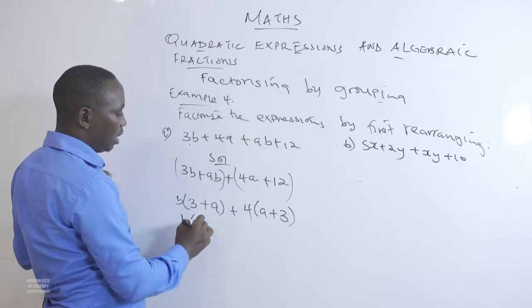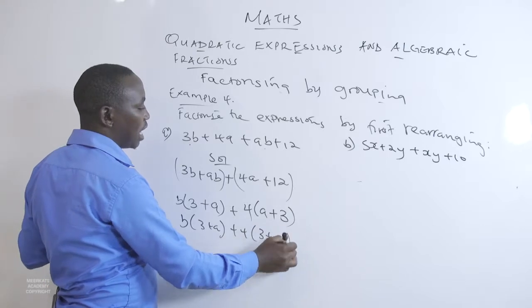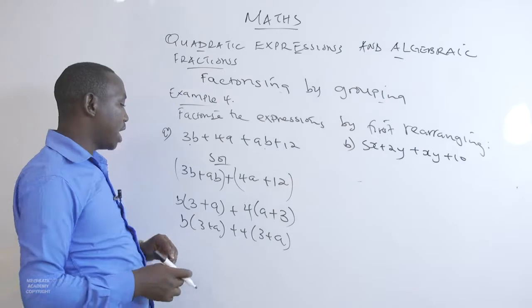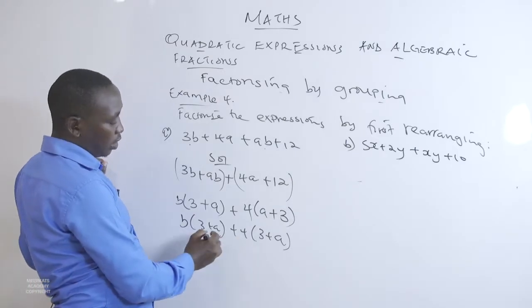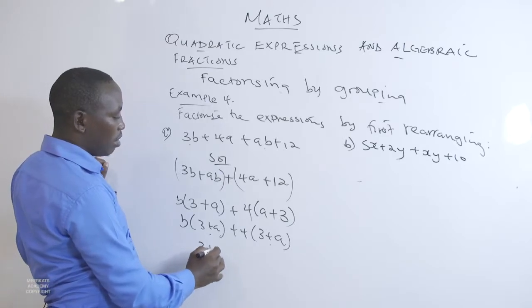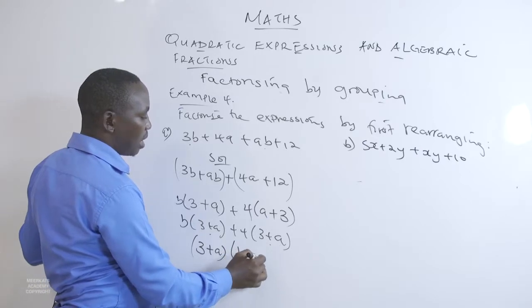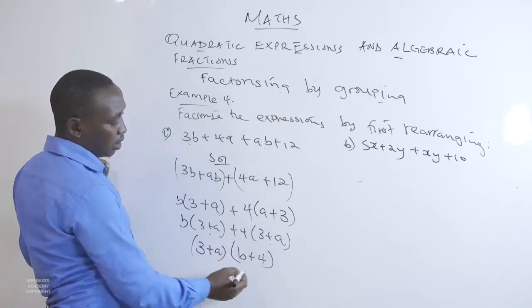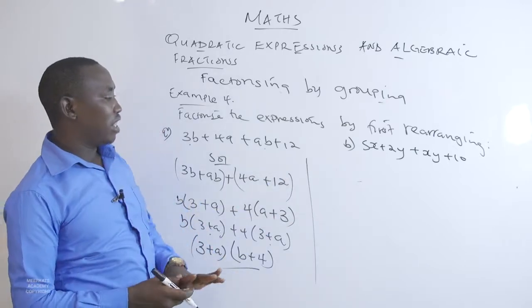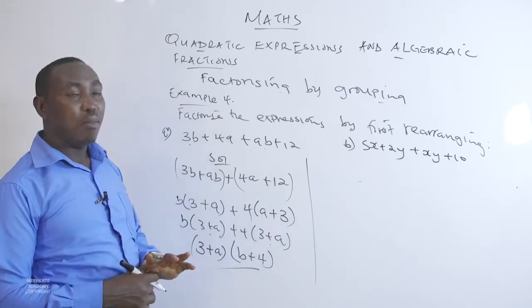We're going to have B into 3 plus A plus 4 into 3 plus A, because the order whenever you're adding doesn't matter. So at this stage, we now have a common binomial factor, which we can take out. So 3 plus A into B plus 4. So this will be the factorization of this particular expression by grouping.